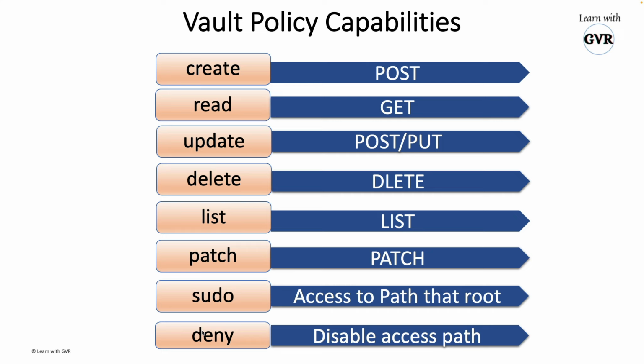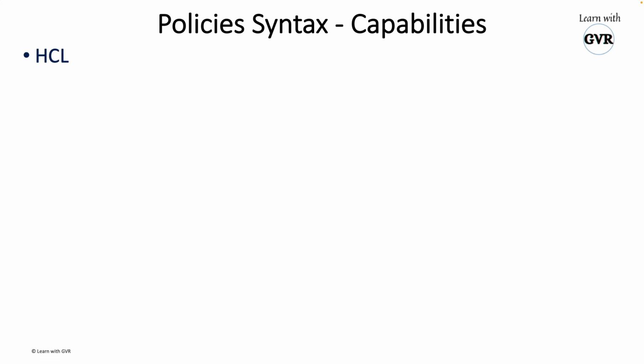I want my project leader to have sudo access. I want my tester to be denied access, or I want my customer, or somebody, to be denied access, right? Something like that, you can configure the capabilities. Now let's go to the capabilities, how it looks.